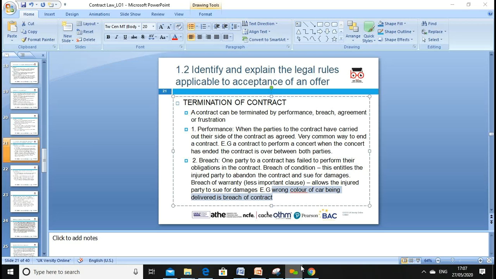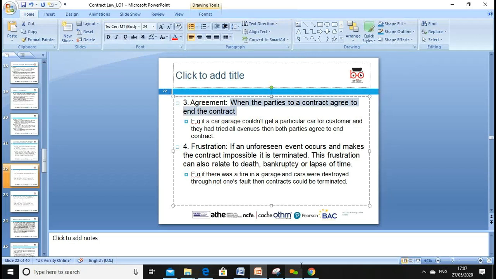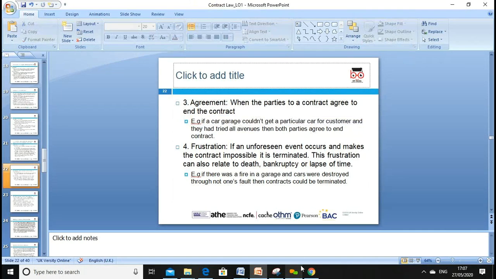Okay, we need to look at the agreement in the contract. What was the agreement in the contract? That's legally binding. For example, a car garage could not get the particular car for the customer. They had tried all the different places. Then both parties agree to end the contract.